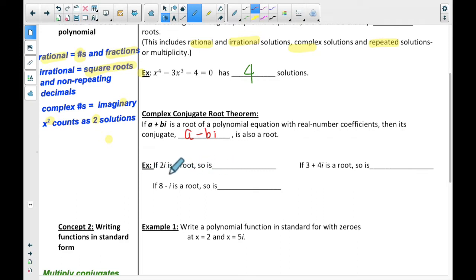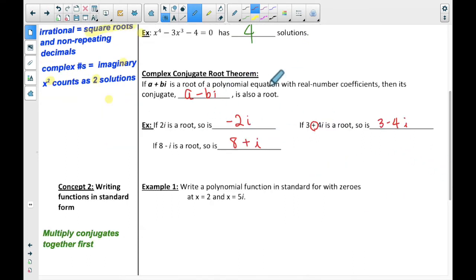What do I mean by that? Well, that means if 2i is a root, then so is negative 2i. Or if 8 minus i is a root, so is 8 plus i. And guess what? If 3 plus 4i is a root, guess what else? 3 minus 4i. So we keep the same numbers, we just change that sign to a minus sign. And so the roots always come in pairs. That's important for us to remember. Come in pairs.